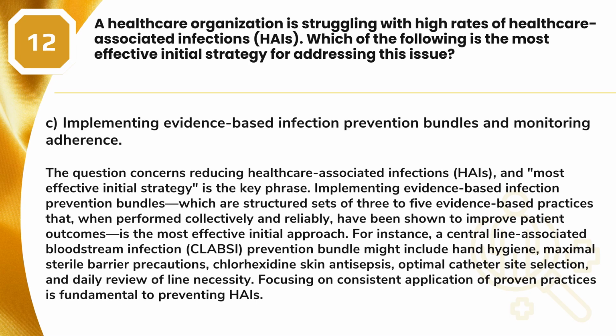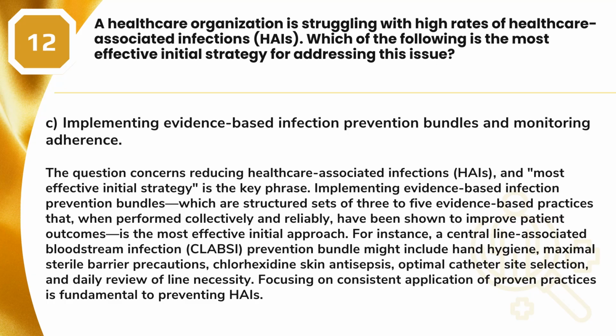Answer C. Implementing evidence-based infection prevention bundles and monitoring adherence. The question concerns reducing healthcare-associated infections, HAIs, and most effective initial strategy is the key phrase. Implementing evidence-based infection prevention bundles, which are structured sets of 3 to 5 evidence-based practices that, when performed collectively and reliably, have been shown to improve patient outcomes, is the most effective initial approach.